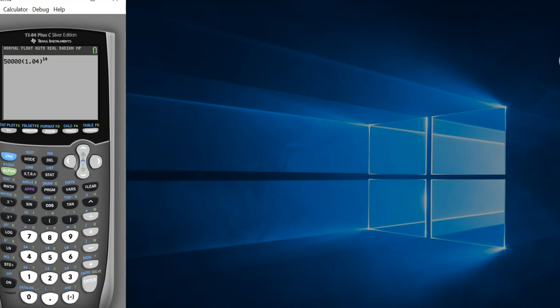Okay, so we just put that in our calculator. Again, if you've got an older calculator, you have to figure out how to make it do things. It's going to look a little different than this. And we get $74,012.